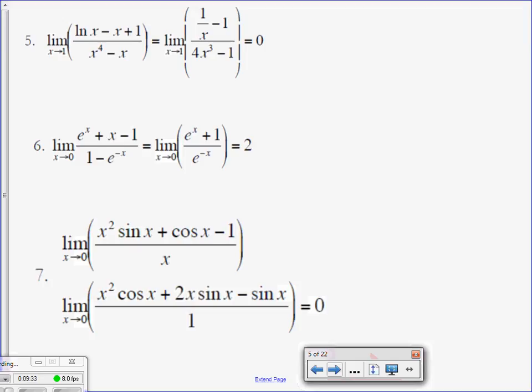Wait, why are you guys getting 0 over 3? Are you doing 4x minus x instead of x to the 4th minus x? Oh, this time you get 0 over 3. Okay, I thought you got 0 over 3 originally. Okay. Yeah, you got 0 over 0. You apply L'Hopital's. Now you get 0 over 3, and that's 0.